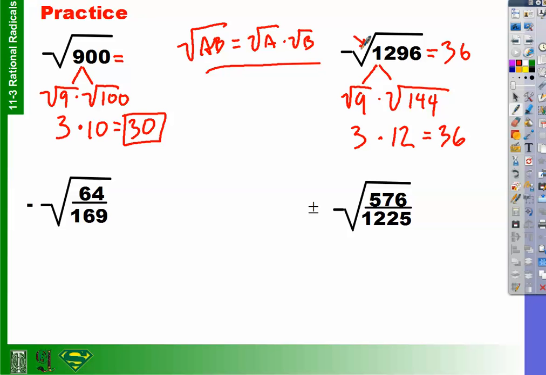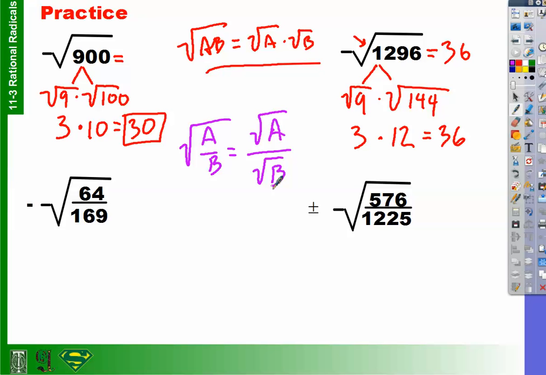So I'm going to move on to the next problem. So we have the negative square root of 64 over 169. Now, this brings us to our second rule that we're going to be using today. The square root of a over b is equal to the square root of a divided by the square root of b.